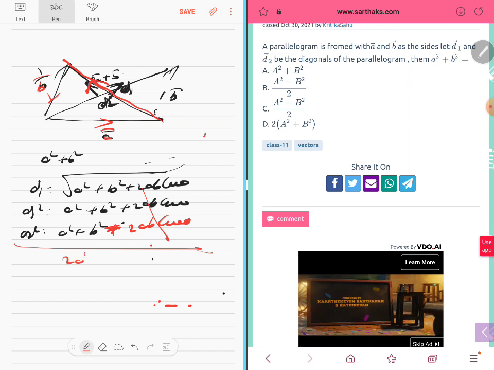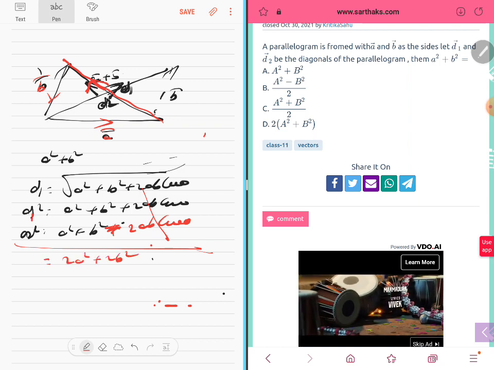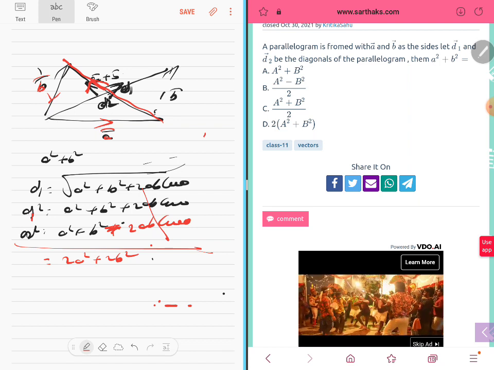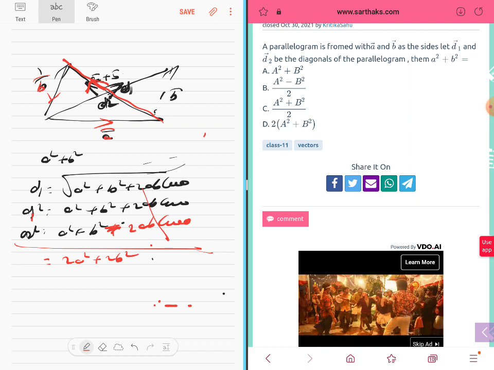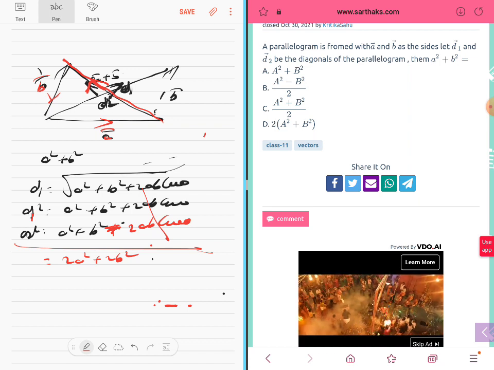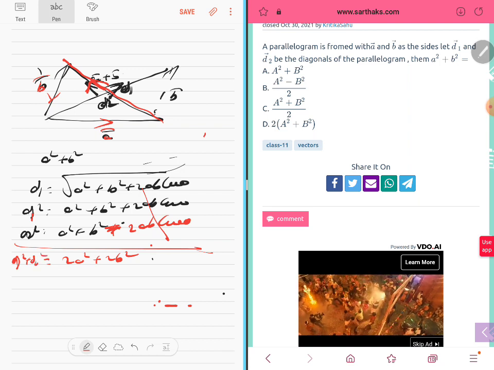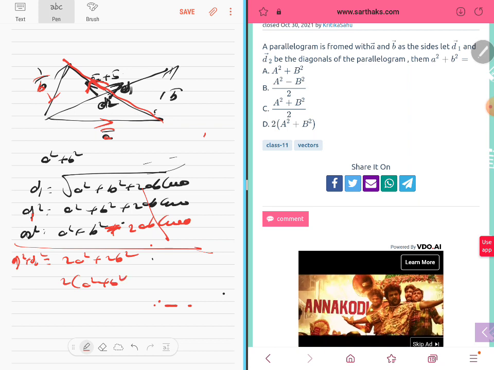You get 2a square plus 2b square, which is equal to the two diagonals being just the same? Because diagonals of a parallelogram only bisect each other. Where does it say the diagonals are equal? It doesn't say that. So you will get D1 square plus D2 square, and it's 2 times a square plus b square.